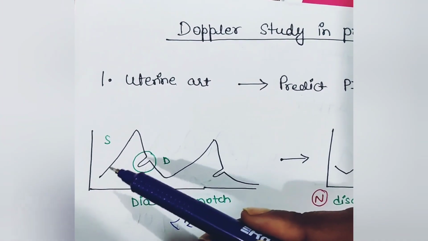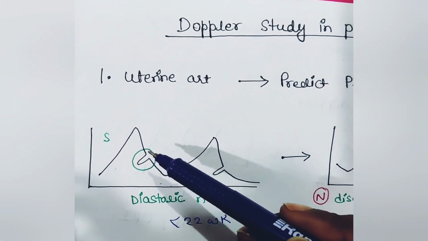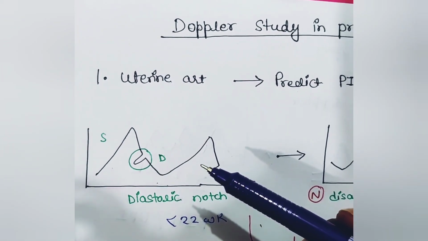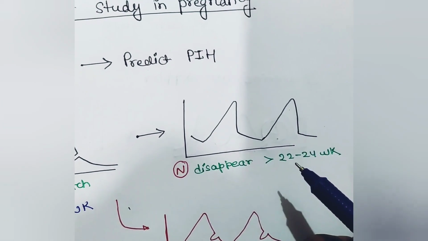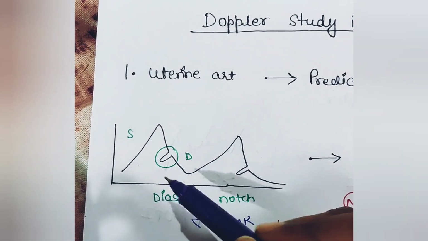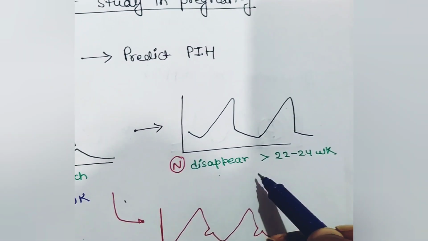So, this is normal uterine artery Doppler study. There is systolic wave, there is diastolic wave, and there is diastolic notch. The notch is present before 22 weeks of pregnancy. The notch usually disappears after 22 to 24 weeks of pregnancy. So, this is normal uterine artery Doppler before 22 week, and this is normal uterine artery Doppler after 22 week.